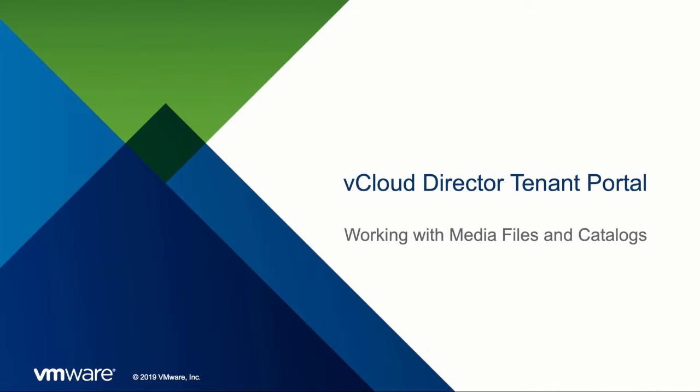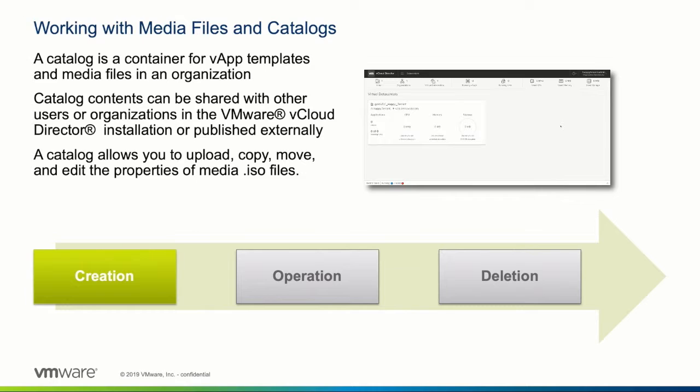Welcome to this demonstration of how the VMware vCloud Director tenant portal can interact with media files and catalogs. vCloud Director contains private catalogs, shared catalogs, and externally accessible catalogs. With these, tenants can interact using the HTML5 tenant portal. A catalog is a container for vApp templates and media files in an organization.